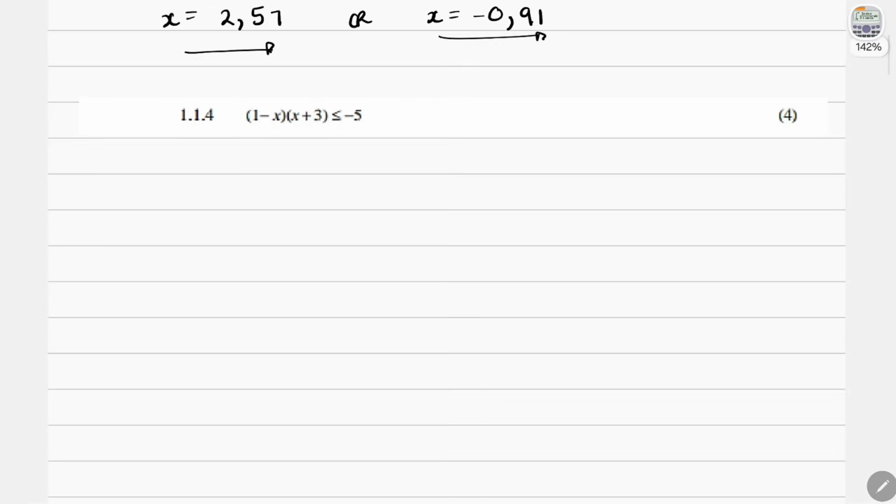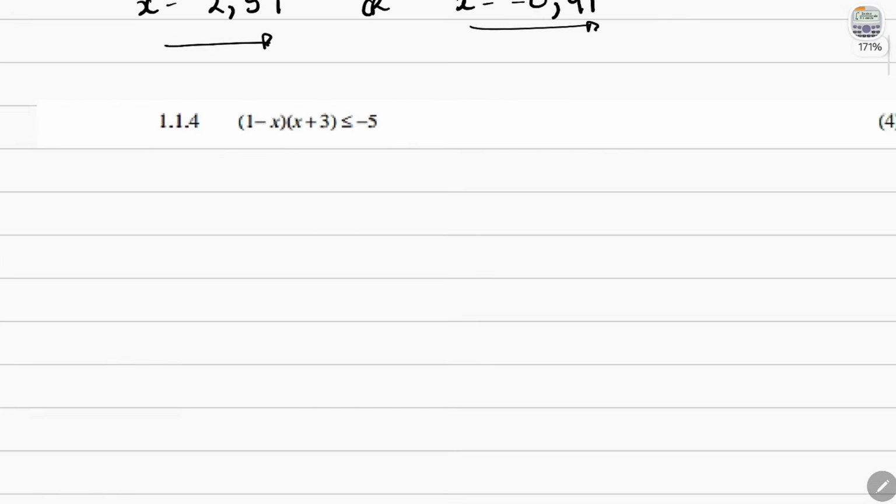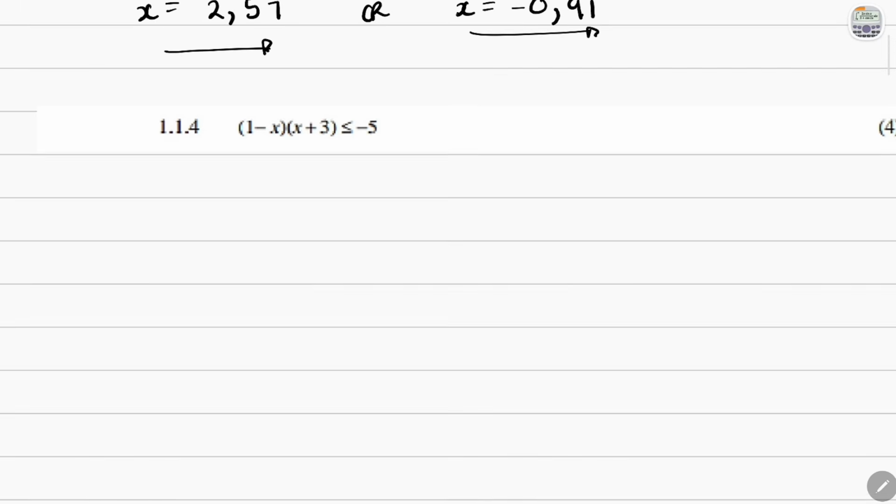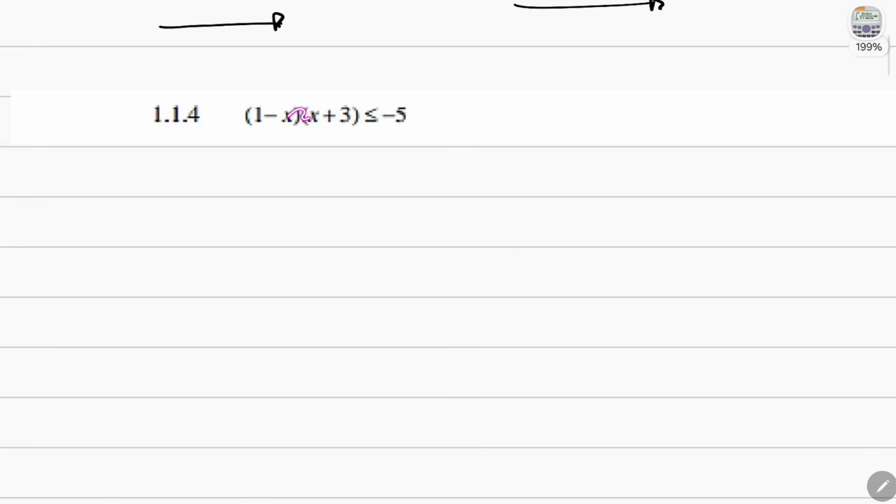The next question is an inequality, and we need to solve for x in this inequality. But do you see how these are factorized? Yes, but one hand side is not equal to 0. So clearly we need to transpose this, and we still need to distribute here.